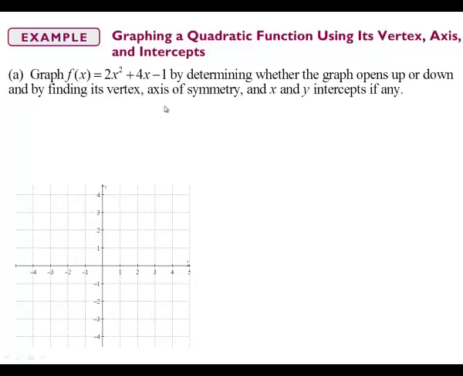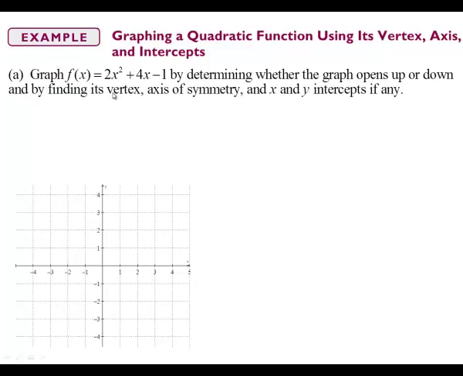Okay, graph 2x squared plus 4x minus 1 by determining whether the graph opens up or down, finding its vertex, axis of symmetry, and x and y intercepts. Okay, another thing that we're going to be doing is completing the square, and I'll show you how to do that. By determining whether the graph opens up or down, by looking at the leading term, that tells us the graph opens up.